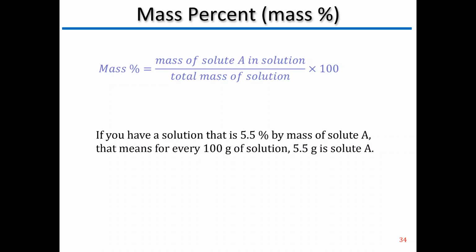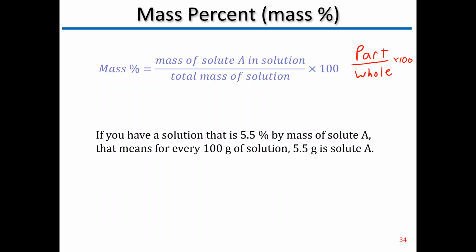So this is just the mass of the solute over the total mass of the solution. So remember, when you're trying to figure out percentages, you always want to do the part over the whole, and then, of course, times 100. That's how you get a percentage. And it doesn't matter what you're taking a percentage of or a fraction of. This will always be the same way.